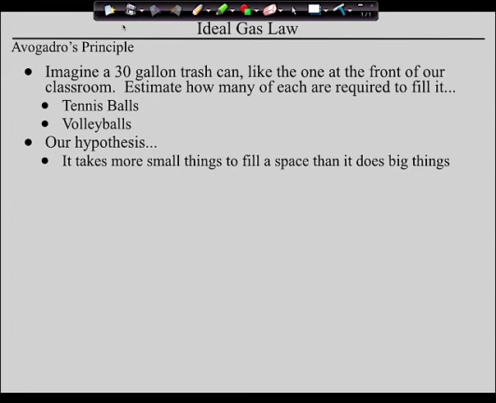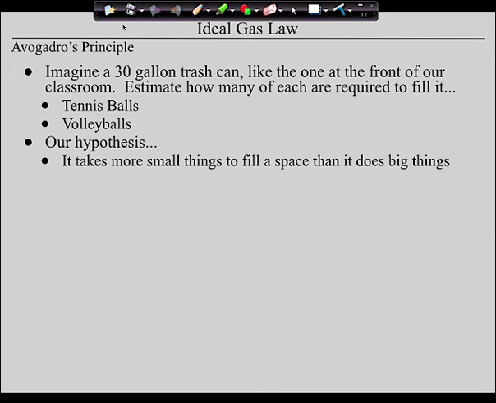And now you're saying, wait a minute, I thought I understood the trash can. I thought I understood our hypothesis. I thought I understood that it takes more small things like tennis balls than it does big things like volleyballs to fill a volume. And now you're telling me there's exactly the same number of these small guys in here as there are big guys in here. How can that be? Go ahead, Tyler. Kind of. It'll get there in a minute, but not quite.